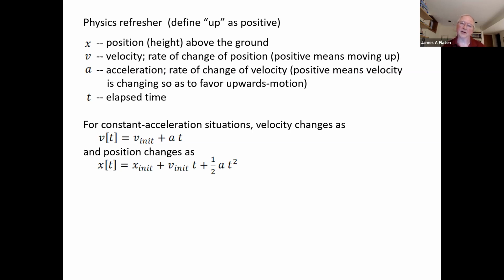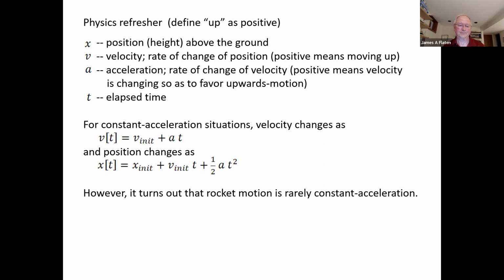Now, if you've studied physics, you probably already know that if you have a constant acceleration situation, you can calculate your velocity at any time. V at time t would be equal to the initial velocity plus acceleration times the time. And the position at time t would be the initial position plus the initial velocity times time plus 1/2 acceleration times time squared, t squared.